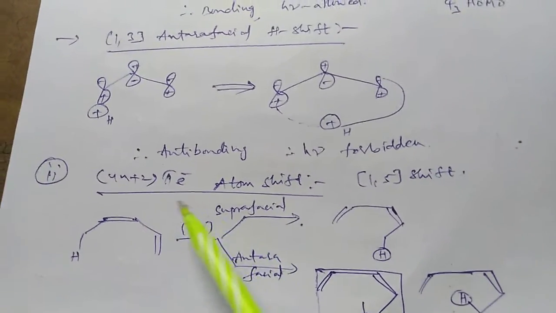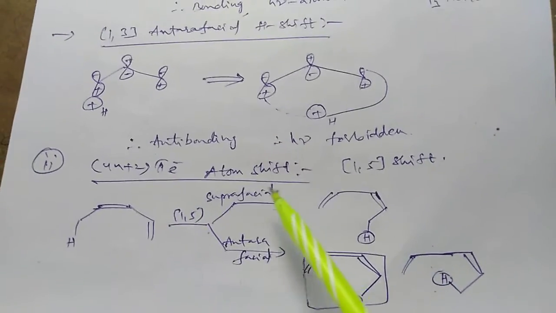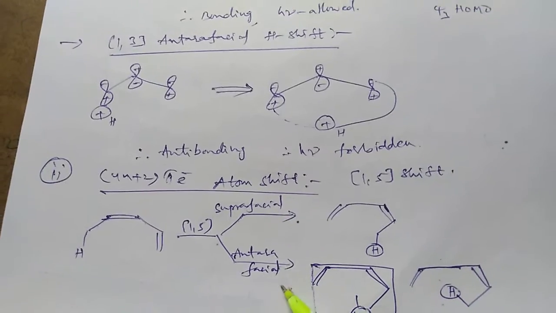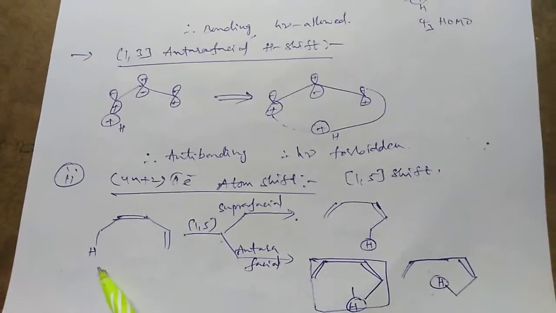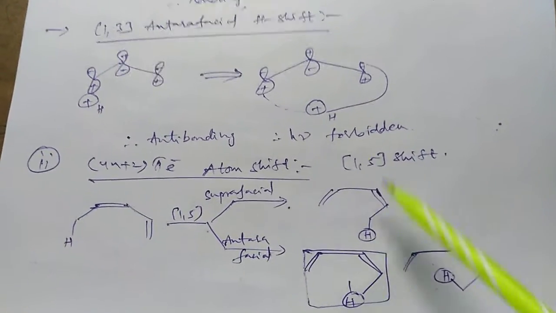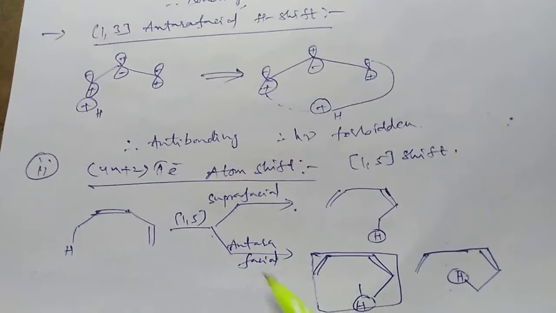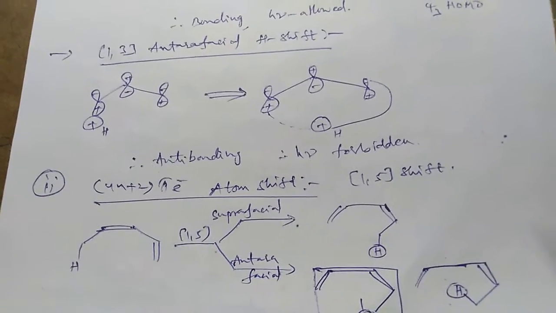Now we are going to discuss the 4n plus 2 pi-electron system for the atom shift, the 1,5 shift. Suprafacial and antarafacial configurations are possible for the 1,5 shift. The proton is shifting from the first position to the fifth position. In the suprafacial, the hydrogen is linking in the lower phase. In the antarafacial, the proton is linking on the upper phase.